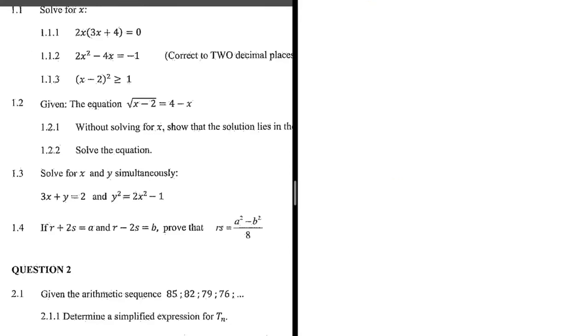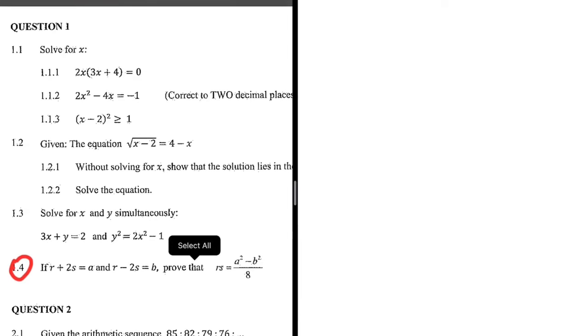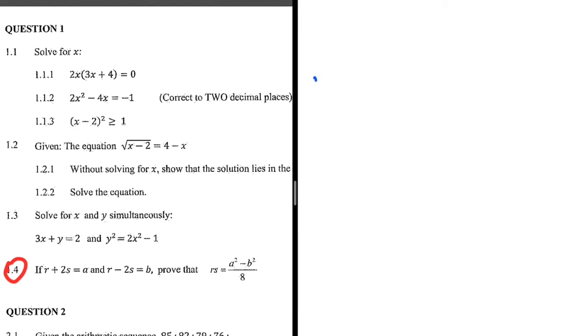Let's take a look at 1.4. 1.4 is quite an interesting question. We don't usually come across something like this. Well, the last question on question 1, solving for x, it's always interesting, right? But let's take a look at the case we have. We have r plus 2s being equals to a, and r minus 2s being equals to b. And we're supposed to prove that r multiplied by s is equals to a squared minus b squared divided by 8. How can we possibly do that?